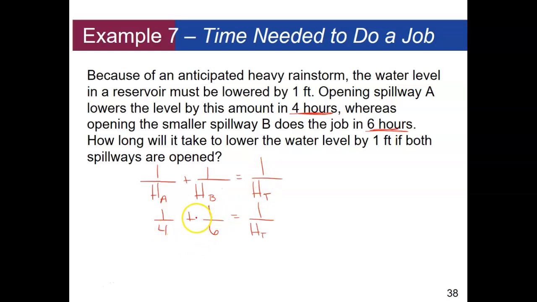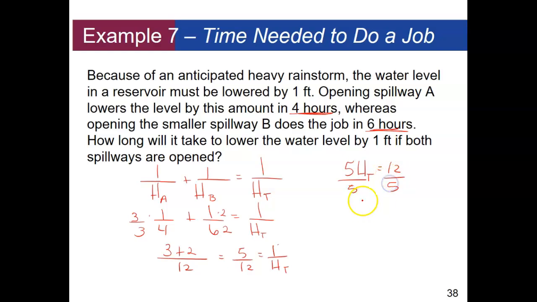So you can either add these together on your calculator, or you can get a common denominator and add them together. Your common denominator would be 12, so this one would need to be multiplied by 3. This one's going to need to be multiplied by 2. So we're going to end up with 3 plus 2 over 12, or 5/12. Okay, you can cross multiply, divide by 5, and you'll see that the time it takes for the 2 is 12/5, which is 2.4 hours.